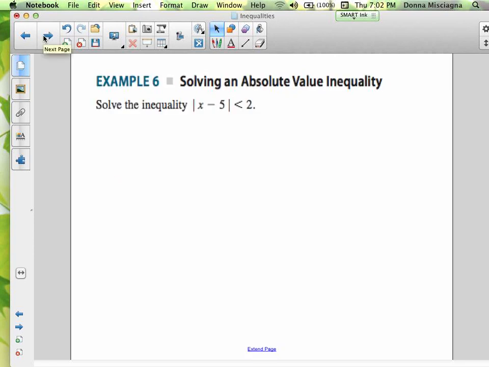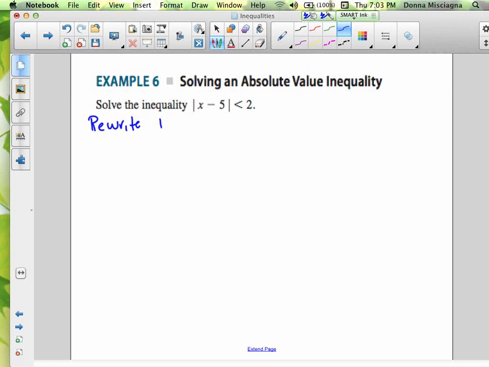Let's look at this first one here. Solve the inequality absolute value of x minus 5 is less than 2. All right, so notice we have a less than. That means we're sandwiched in between 2 and negative 2. So our first step is going to be to rewrite this inequality without the absolute value bars.